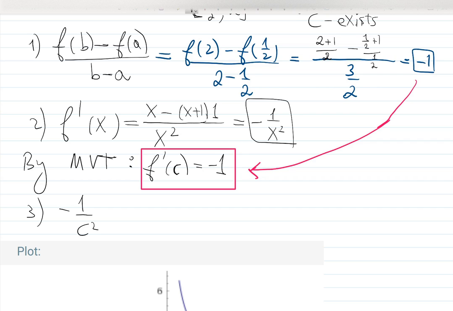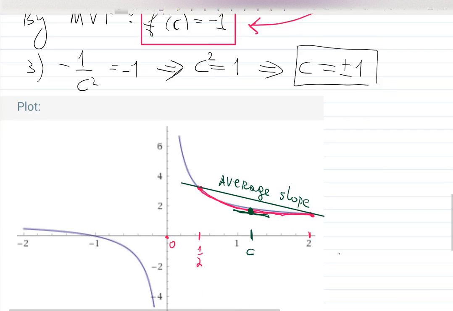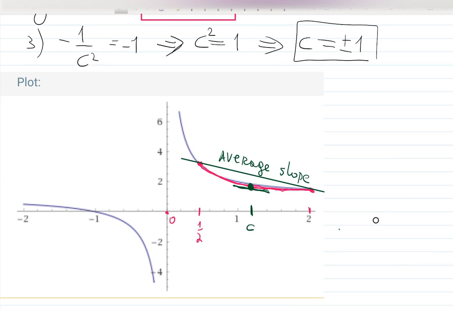Plug your c into the derivative. 1 over c squared equals -1. And then I want to find this c. When you solve this equation, c squared is 1. And when you solve this equation, c gives you 2 points, plus and minus 1, right? Don't forget plus 1 and -1. So there are 2 points where it's going to happen. At 1, so I almost guessed, you see? I almost guessed the answer. Actually, c should be 1. I will fix it over here.